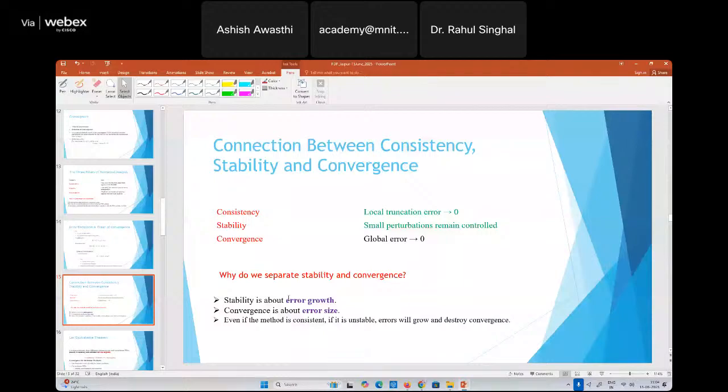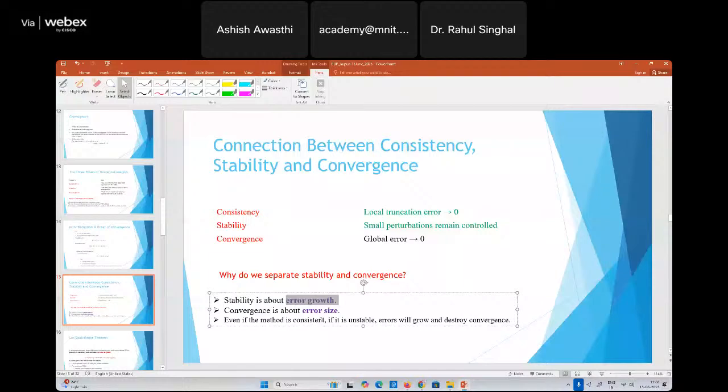So stability is about the error growth, convergence is about the error size. I am just trying to fix in your mind that stability is connected with the growth of the error because it is a controller. Convergence basically means the numerical solution is meeting with the actual solution, so the error becomes smaller and smaller. The error size depends on it, and suppose error is there, then you can say the convergence is happening under this error.